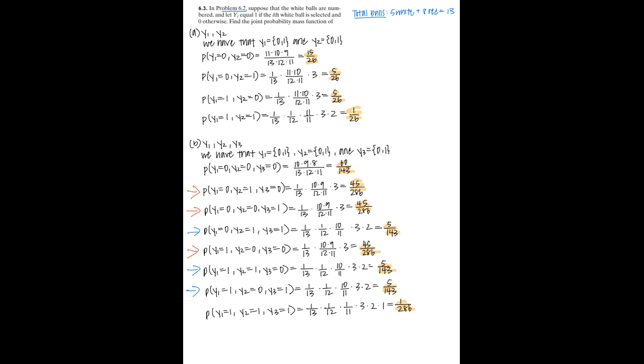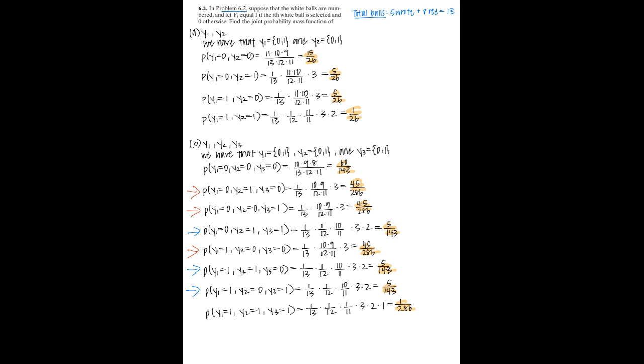And then the joint probability mass function when y1 is 0, y2 is 1, y3 is 1, is 1 over 13 times 1 over 12 times 10 over 11 times 3 times 2, which gives us 5 divided by 143. That gives us the same answer for when y1 is 1, y2 is 1, y3 is 0, as well as y1 is 1, y2 is 0, and y3 is 1.